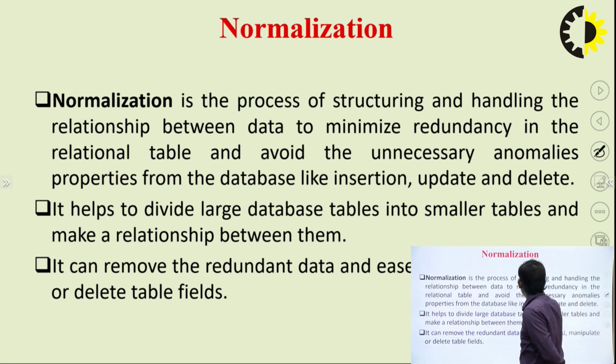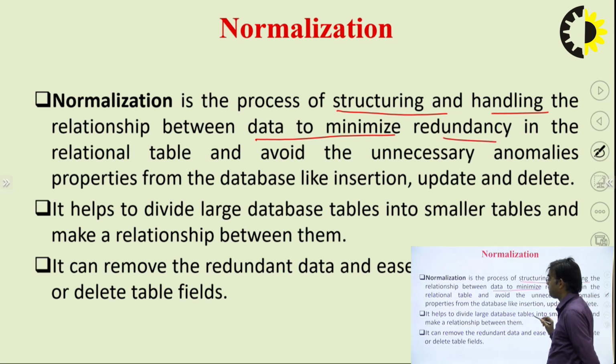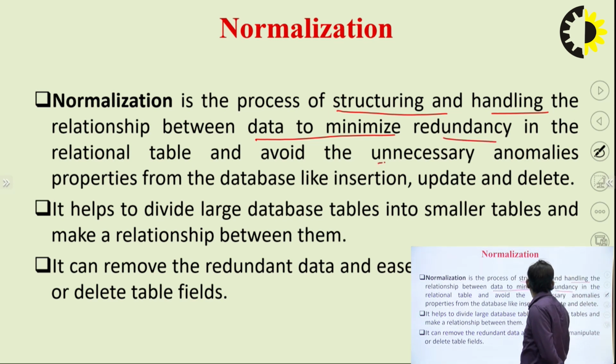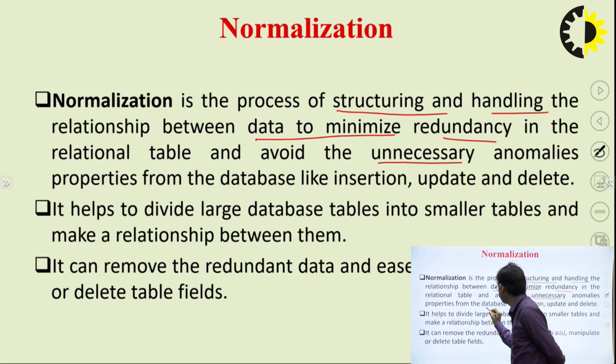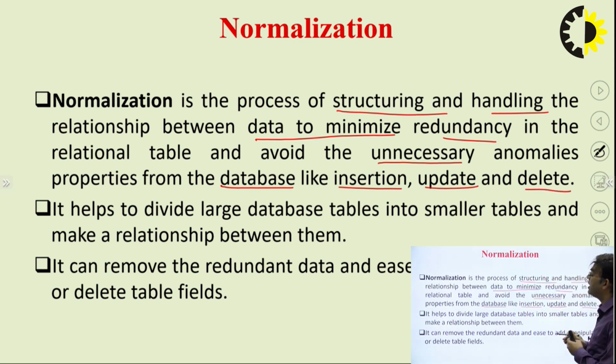Normalization is the process of structuring and handling the relationship between data and minimizing redundancy in the relational table, and avoiding unnecessary anomalies from the database like insertion, update, and delete. What will happen in normalization? In normalization, we have to remove the anomalies we have discussed earlier: insertion anomalies, update anomalies, and delete anomalies. This is involved in normalization.